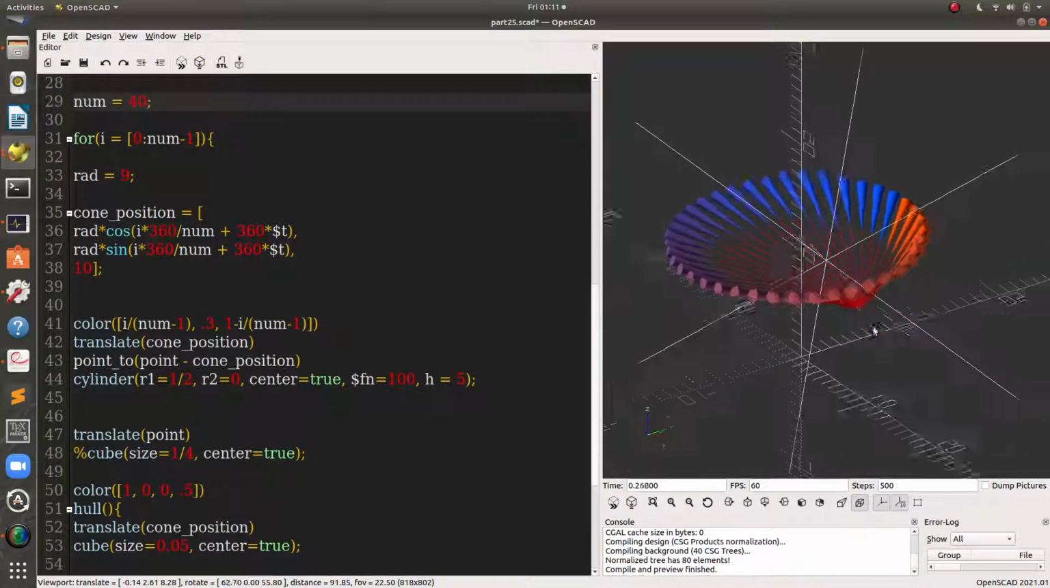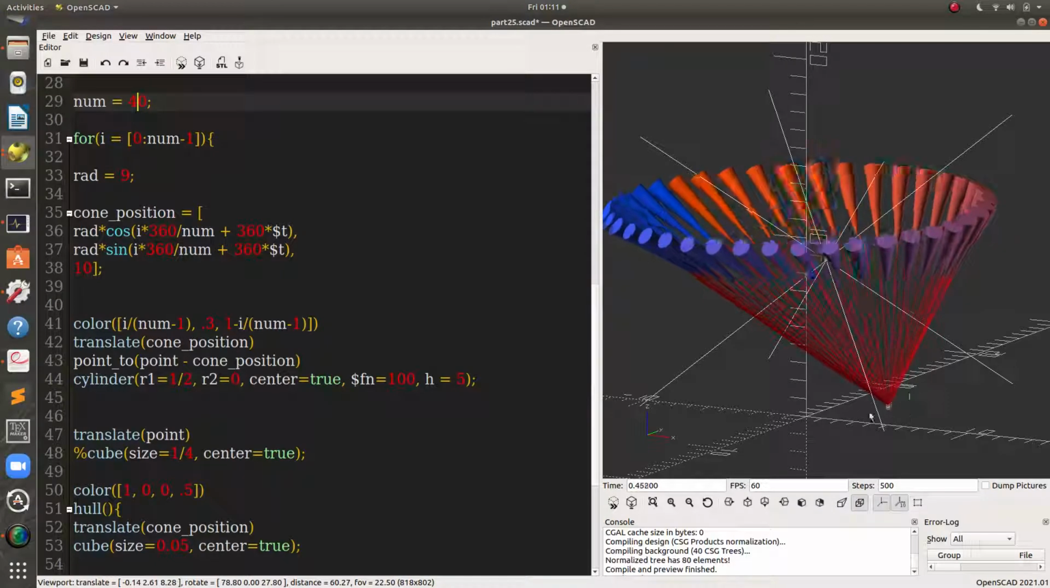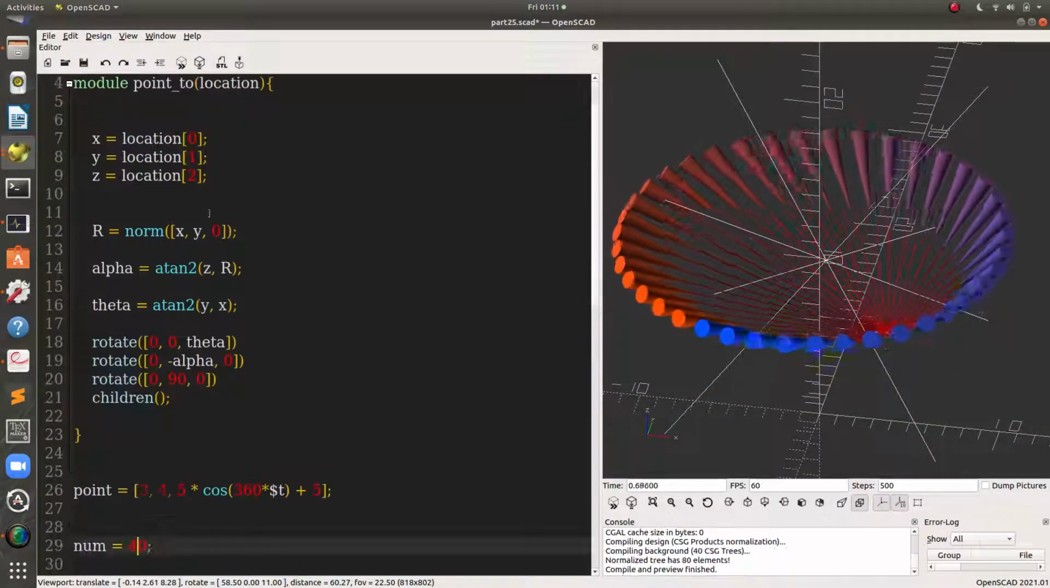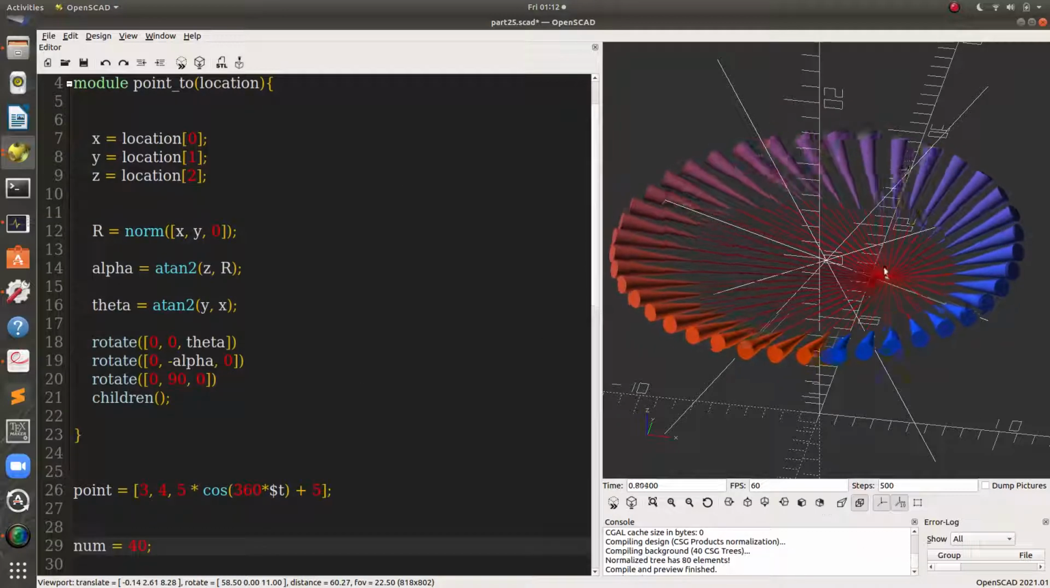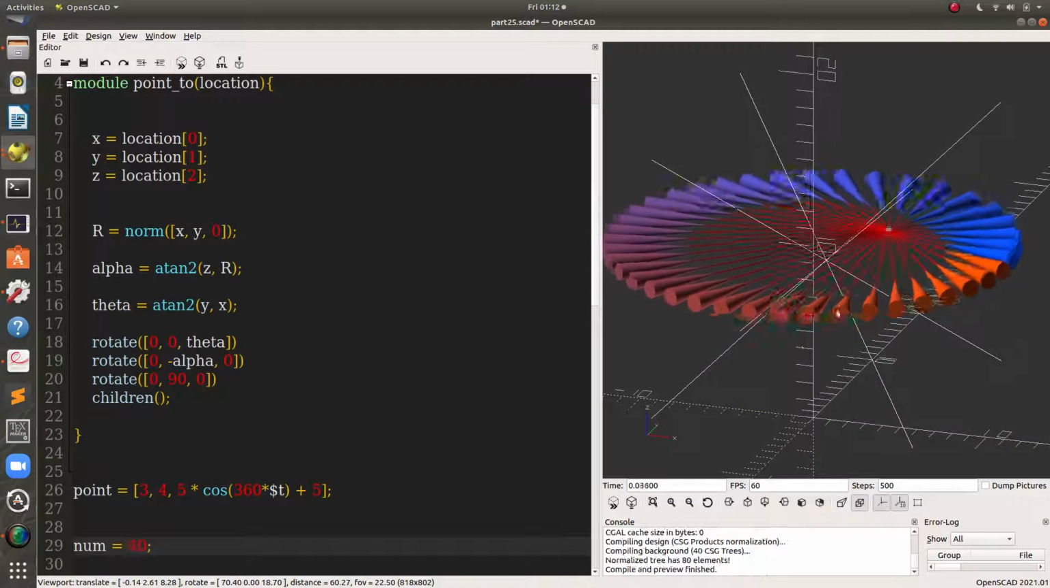So now they're all pointing at this point in particular, this point in space, just with this simple module here. It's a pretty cool one to play around with, and it's pretty useful.